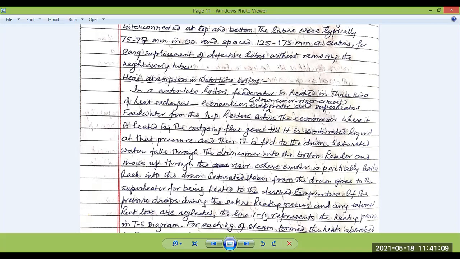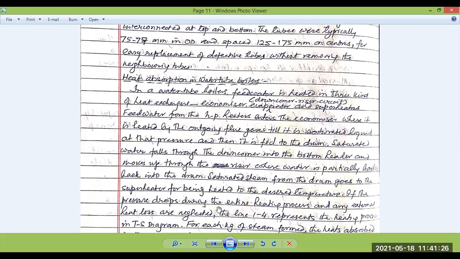The saturated water then falls through the downcomer to the bottom header and moves up through the riser, where the water is partially boiled and goes back to the drum. The saturated steam from the drum goes to the superheater itself for being heated to the desired temperature.